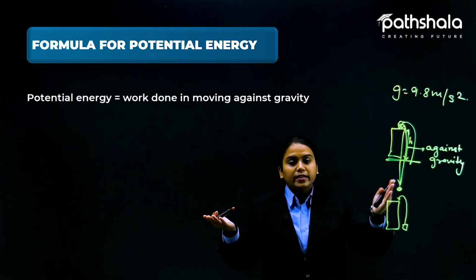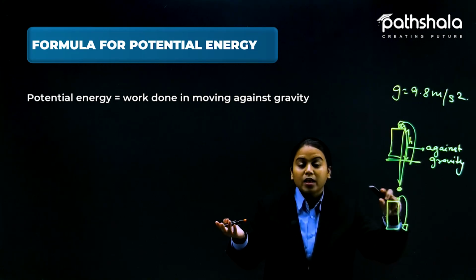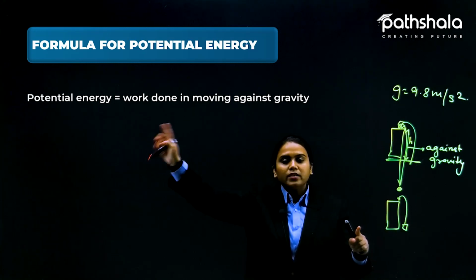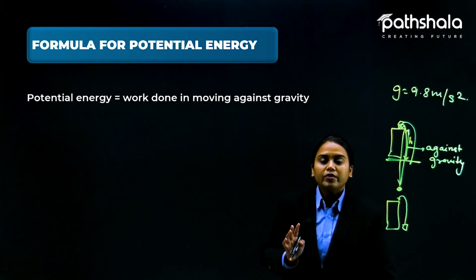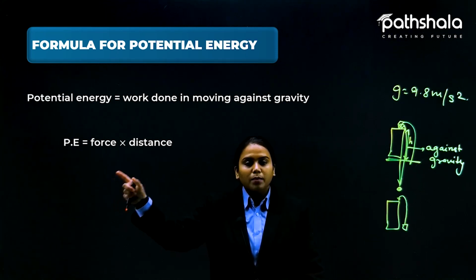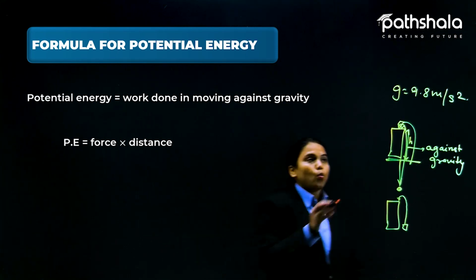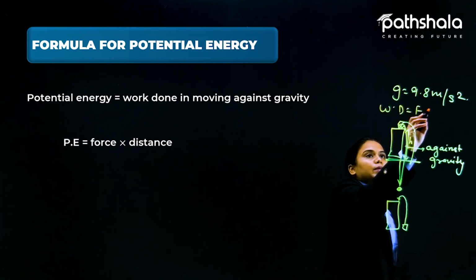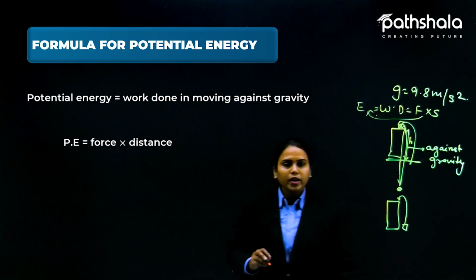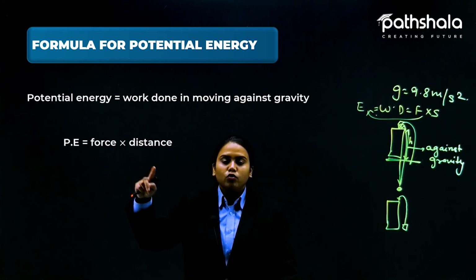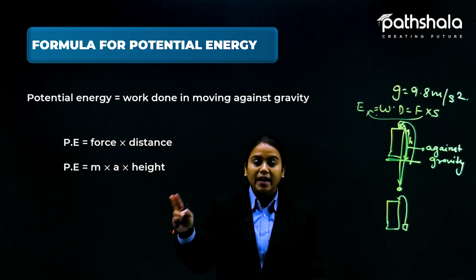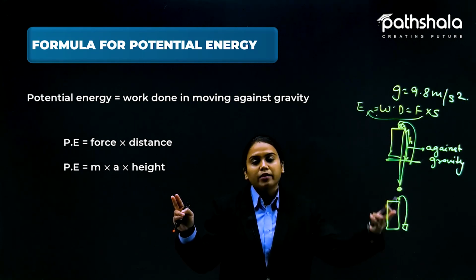We are doing work against gravity, and when we put it there, that work done gets converted into stored energy, known as potential energy. So how do we trace the formula? Potential energy is force multiplied by distance. As I told you, work done is equal to force multiplied by distance, and work done is equal to energy, so we can substitute directly. So potential energy is equal to force multiplied by distance, and force is mass multiplied by acceleration, multiplied by height here, because the distance traveled is in the form of height.